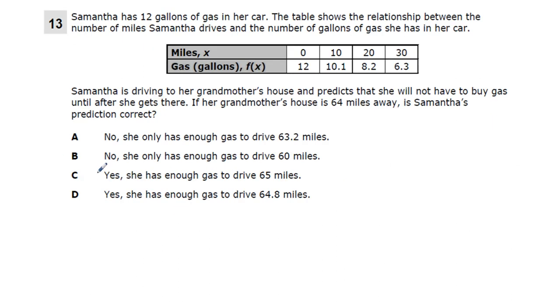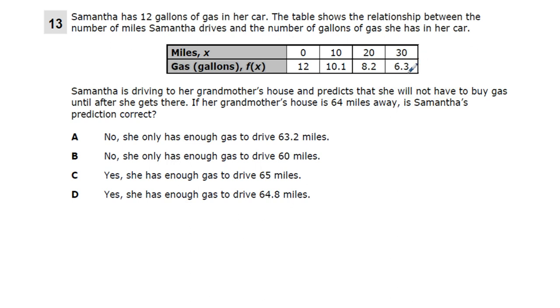Next, 13. Samantha has 12 gallons of gas in her car. The table shows the relationship between the number of miles Samantha drives and the number of gallons of gas she has in her car. Here you have a table of miles versus gas left in the tank. Samantha is driving to her grandmother's house, and predicts she will not have to buy gas until after she gets there. Grandmother's house is 64 miles away. Is Samantha's prediction correct?